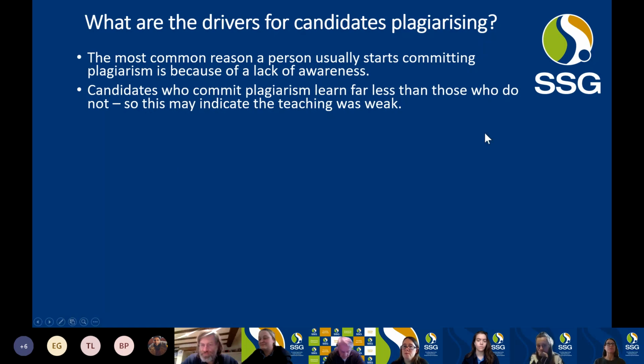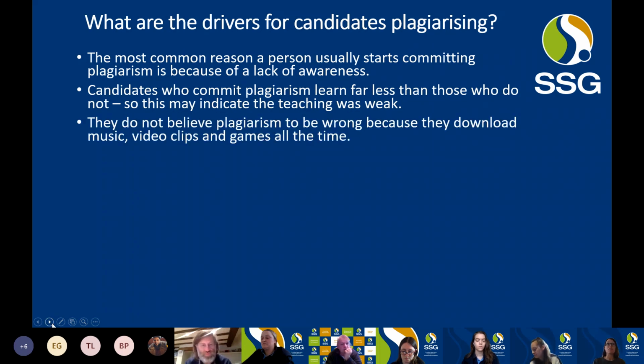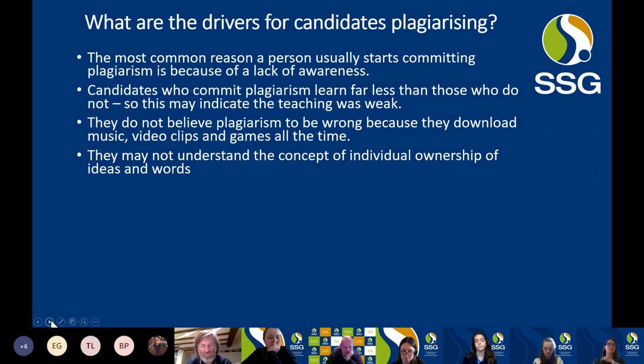Yeah, most common reason is because of lack of awareness, but also they will commit plagiarism mainly because they don't know the answer, and that might indicate that the teaching was weak in that area. They might not believe that plagiarism is wrong, and that might be because they download music and video clips and games all the time. They may not understand the concept of individual ownership of ideas and words. So again, just that lack of awareness. They think if it's on the internet, I can take it. Or if it's in a guidance manual, I can take it. They don't understand that somebody owns that and somebody's got the rights to that.